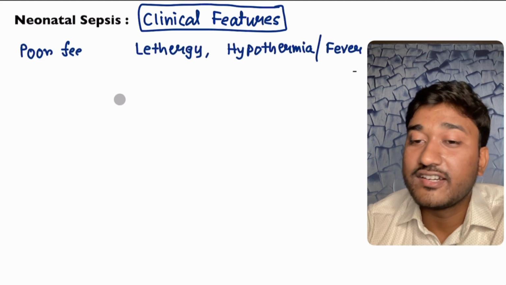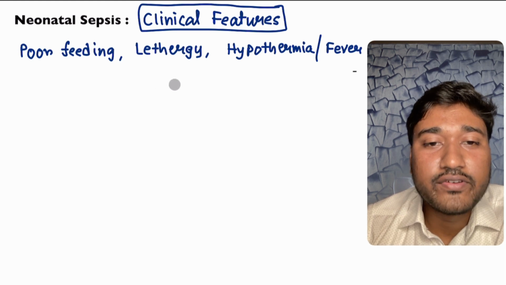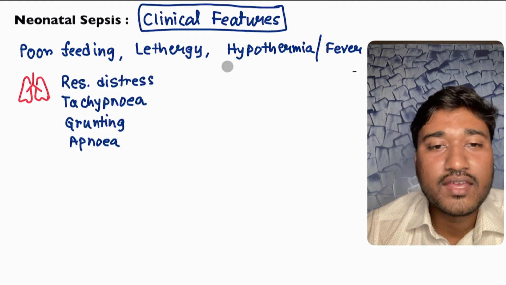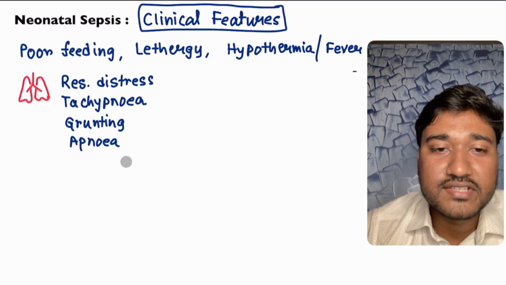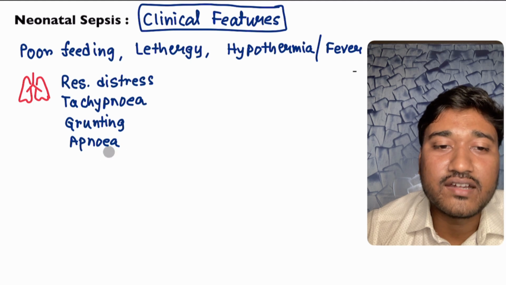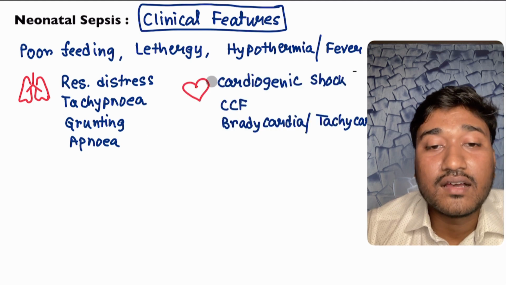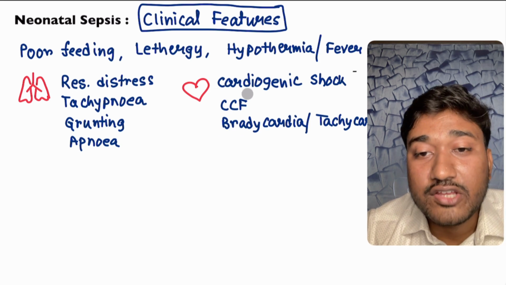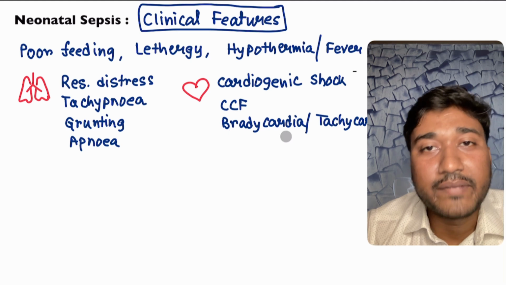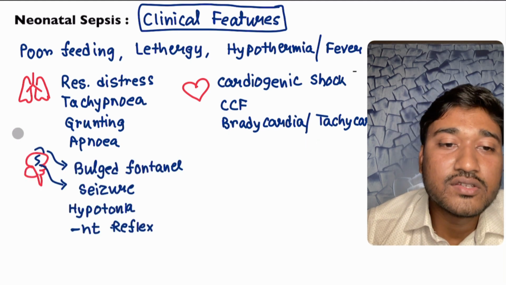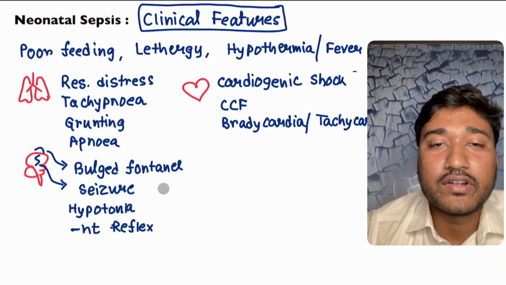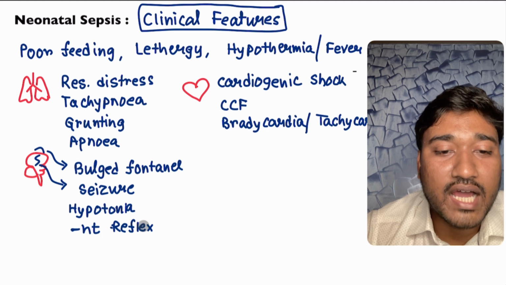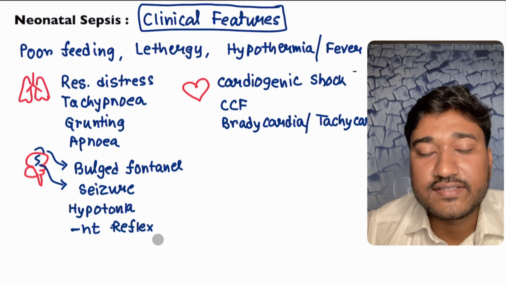Okay. So what are the common clinical features? Remember, as we have already discussed in the case, there could be poor feeding, lethargy, hypothermia, or maybe fever, that is temperature instability, or maybe some respiratory symptoms like respiratory distress, tachypnea, grunting, apnea. Here we are discussing the system related clinical features. It may be like cardiogenic shock, remember congestive cardiac failure, bradycardia, tachycardia, all are possible. So the CNS manifestations, bulged fontanelle. Okay, this is a very, very important marker of meningitis. There could be seizure, there could be hypotonia, there could be absent neonatal reflexes.